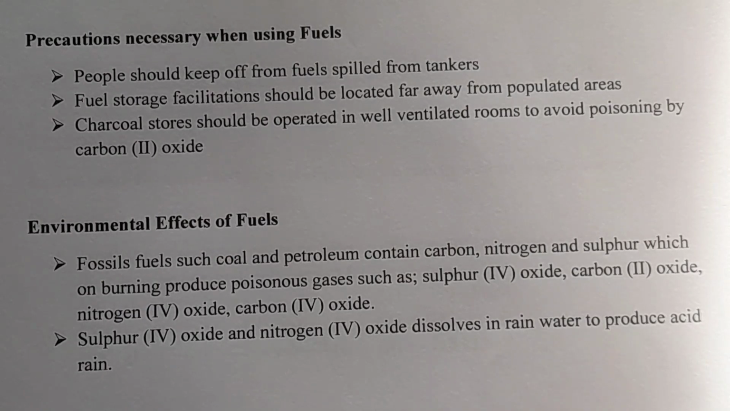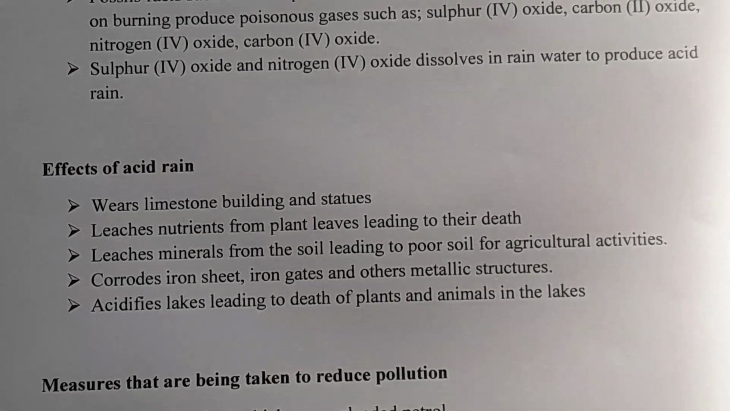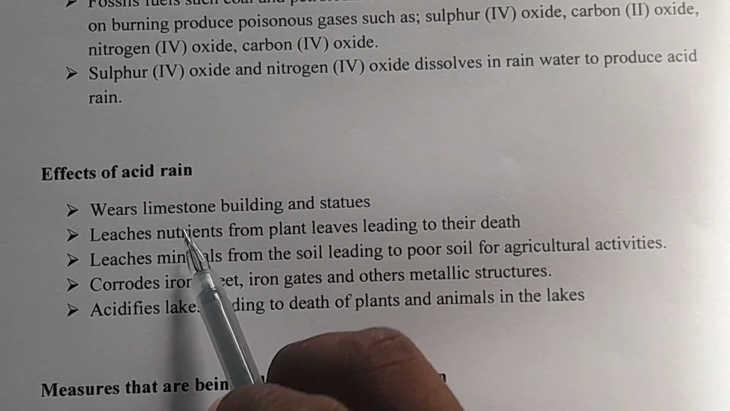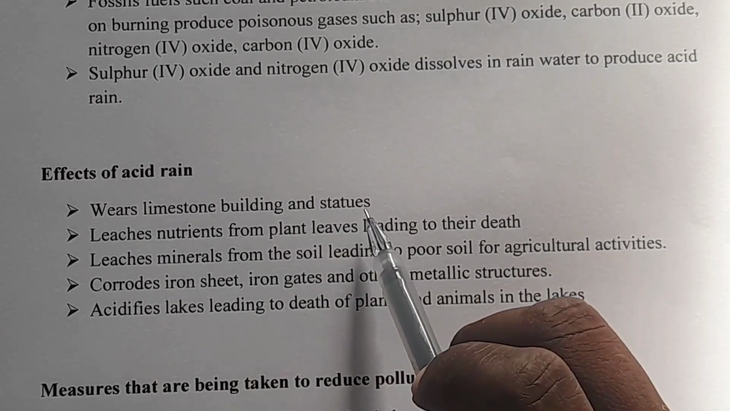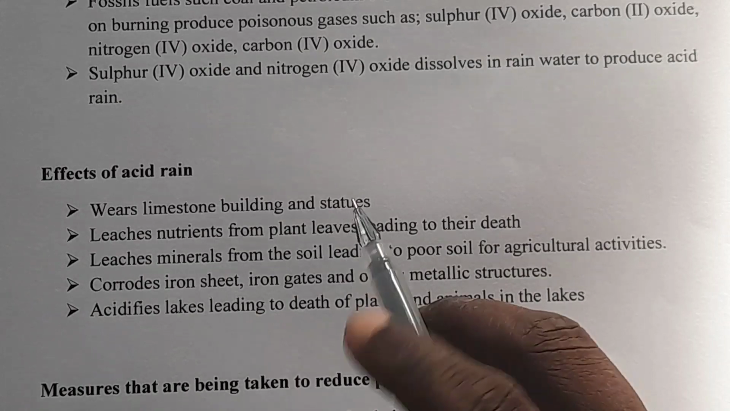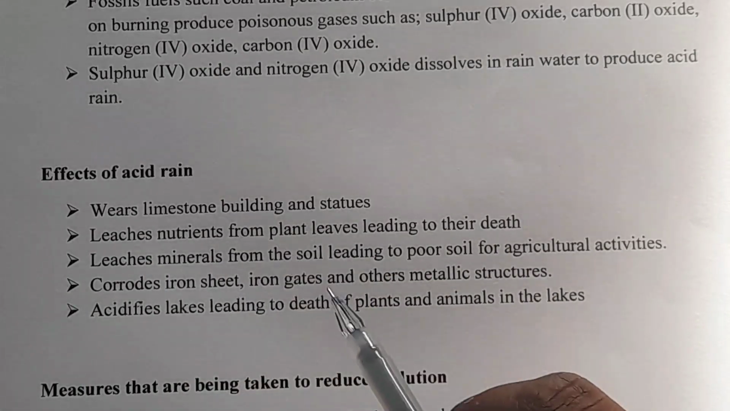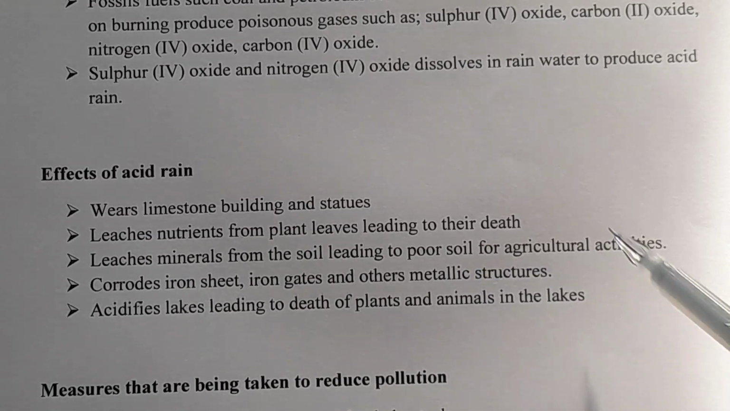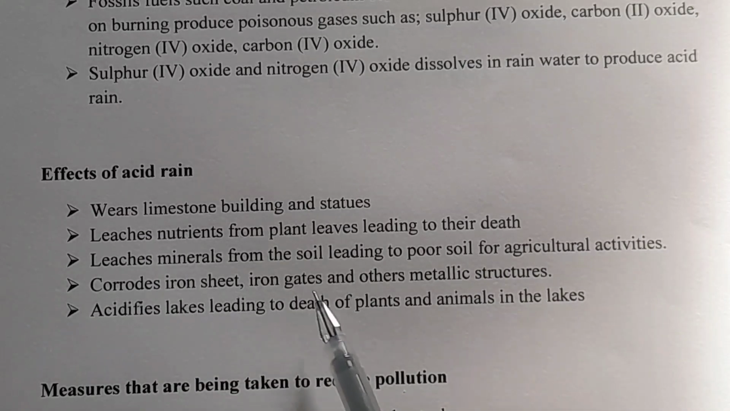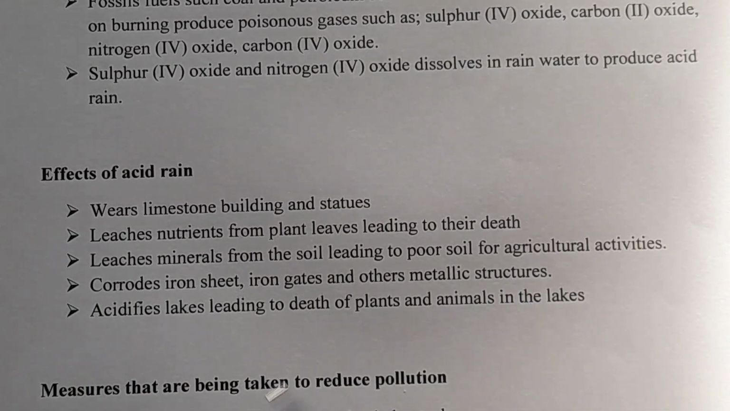So, next, let's go to effects of acid rain. Number one, acid rain wears away limestone, buildings, and statues. Number two, it leaches nutrients from plants, plant leaves, leading to their death. Number three, it leaches minerals from the soil, leading to poor soil for agricultural activities. Number four, it corrodes iron sheets, iron gates, and other metallic structures, making the building dull.